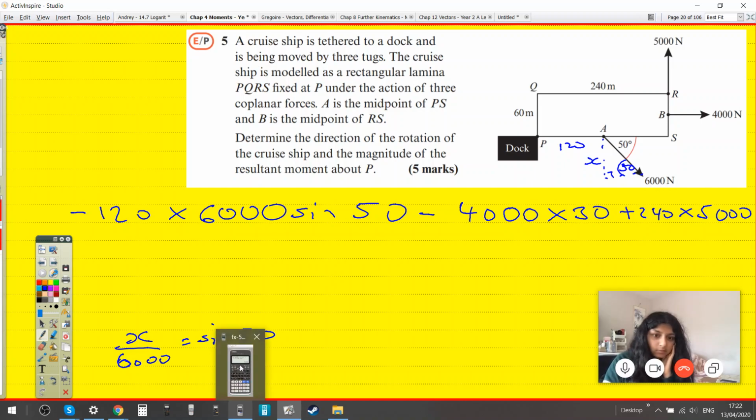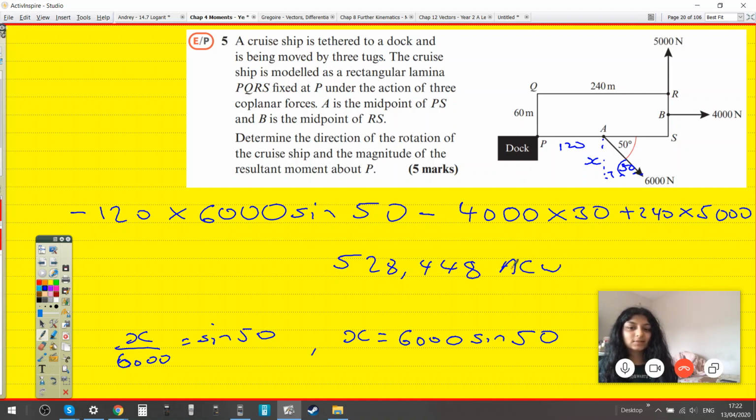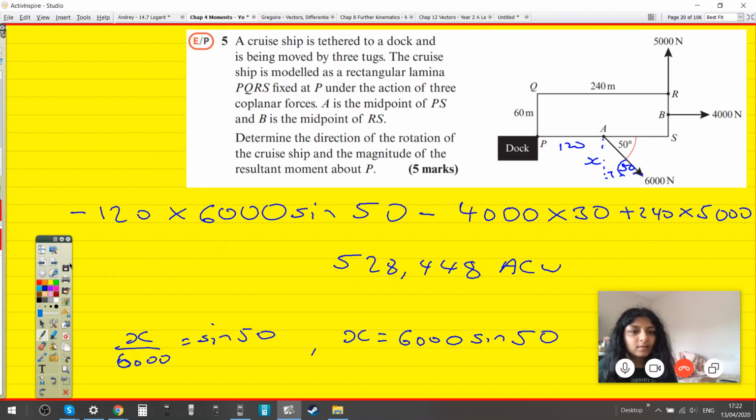So I'll let you put all those in. See what you get. 528,448. It's positive, so anti-clockwise. That looks wrong. Feels wrong. No, it's right. It says anti-clockwise. Yep. Great. Don't overthink it. 6,000 sine 50.